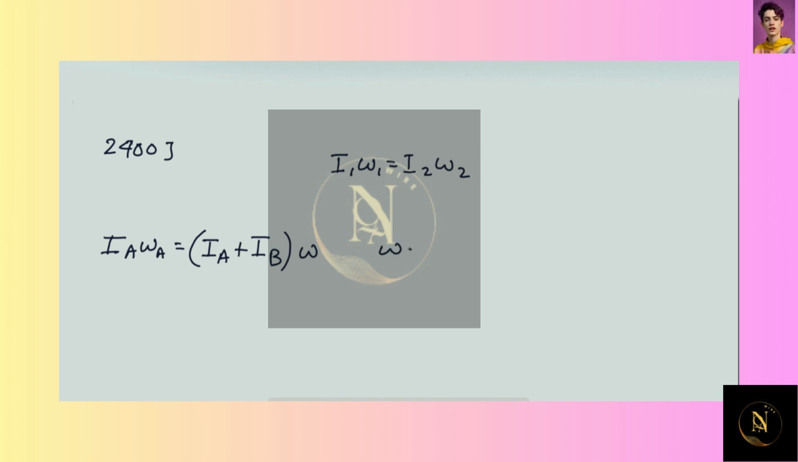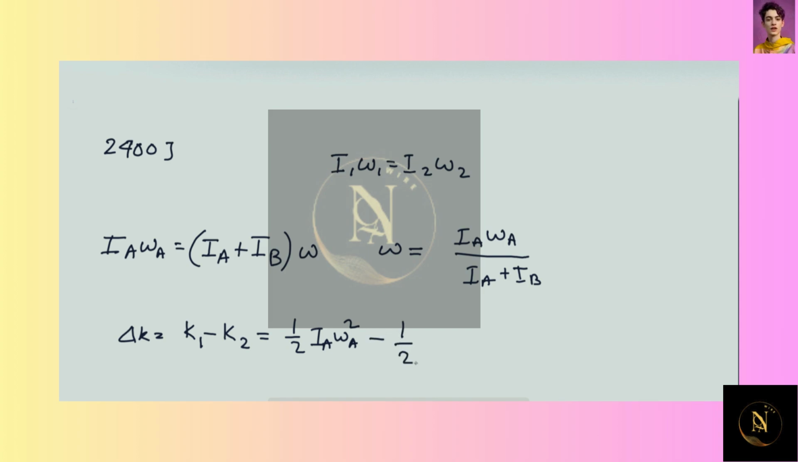Now from there we see that omega is equal to IA omega A divided by IA plus IB, and the loss of kinetic energy delta K is basically the initial kinetic energy minus the final kinetic energy, which is equal to half of IA omega A squared. Initially disk B was not rotating, so we only have kinetic energy contribution from disk A. Then we subtract that from the kinetic energy after disk B was attached, which is half of IA plus IB times omega squared.